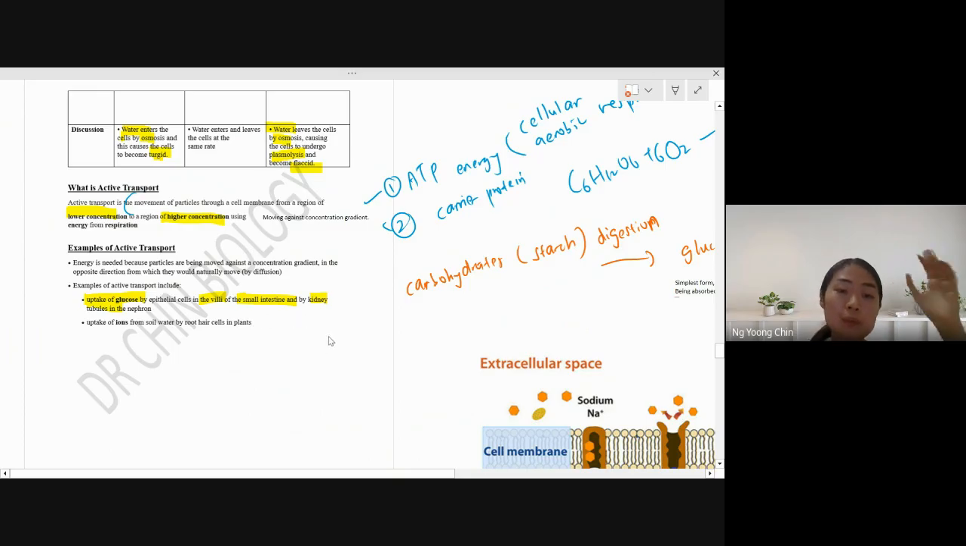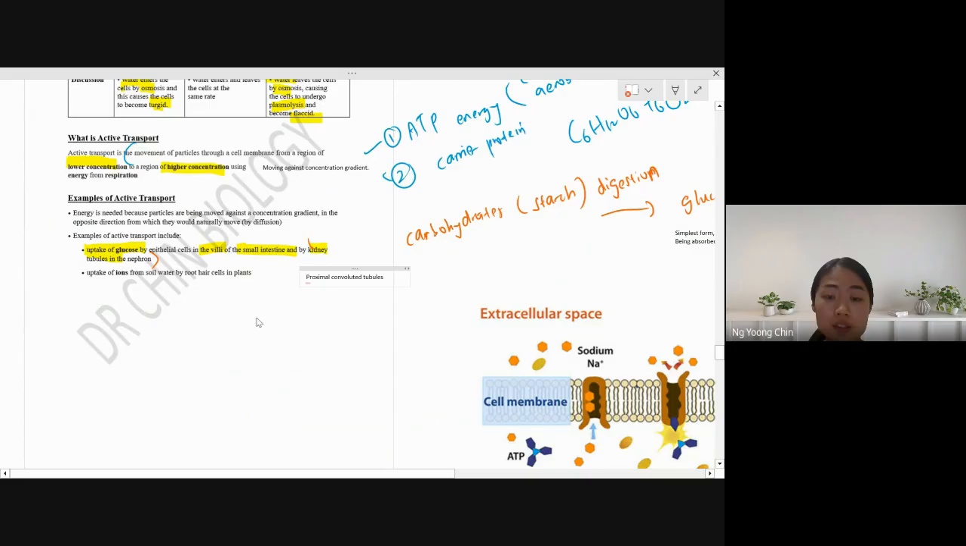Then another example will be the kidney tubules in the nephron. I'm not sure you learned about this before or not. In the kidney tubule, there are a lot of parts, okay? So there's one part we call the proximal convoluted tubule. This proximal convoluted tubule will help to absorb the glucose from the kidney filtrate. Maybe I can draw you a picture of the nephrons.